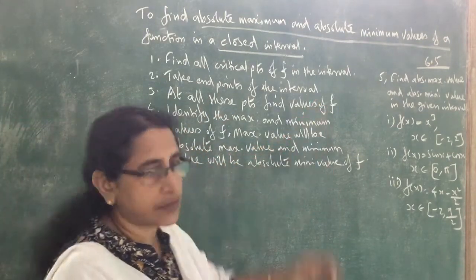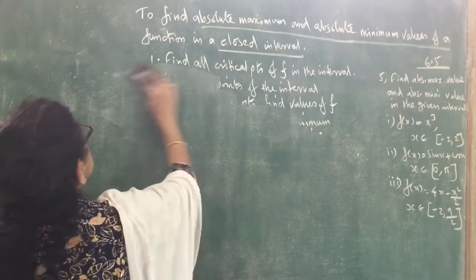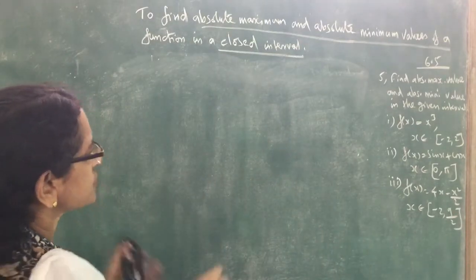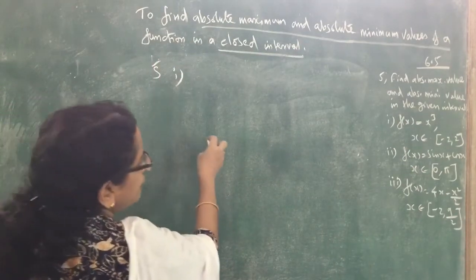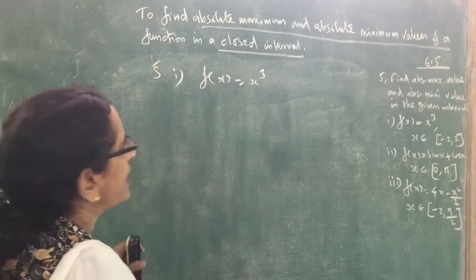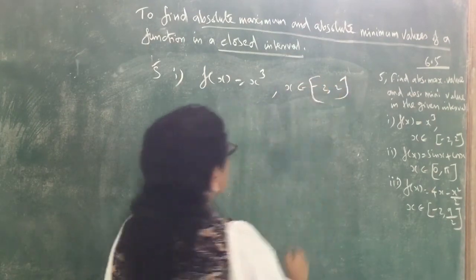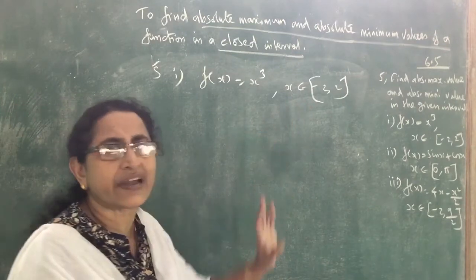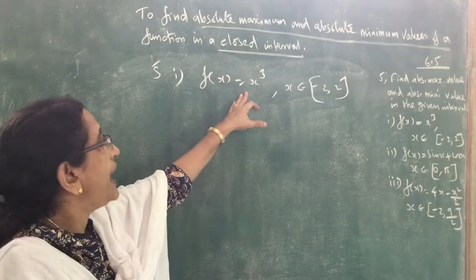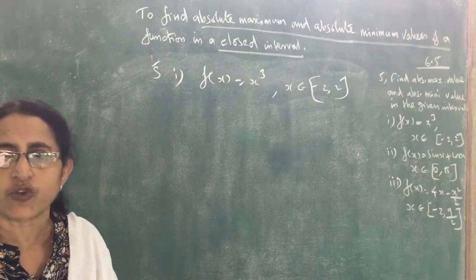Then we'll do question number 5. The first one: f of x is equal to x cube and x belongs to the closed interval minus 2, 2. Here the function is given as x cube and in the closed interval we have to find the absolute maximum value and absolute minimum value.